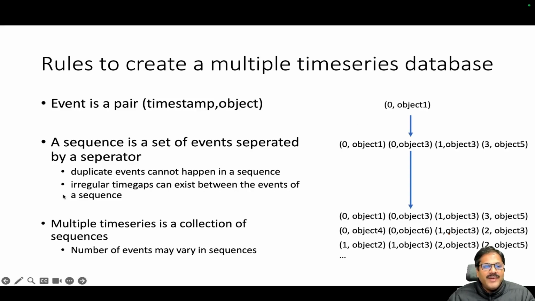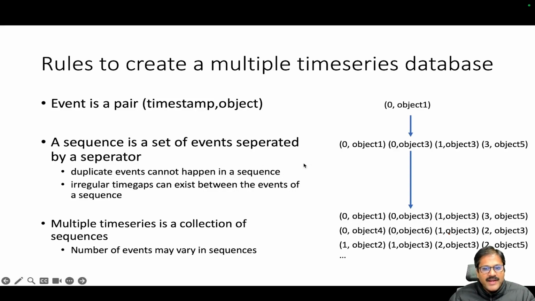And a sequence is nothing but a collection of objects. When you are defining the sequence, please ensure that duplicate events do not happen. For example, an object can appear in different events, but the timestamps have to be different. In other words, events should not have duplicates.